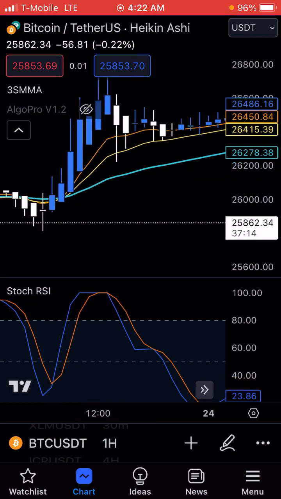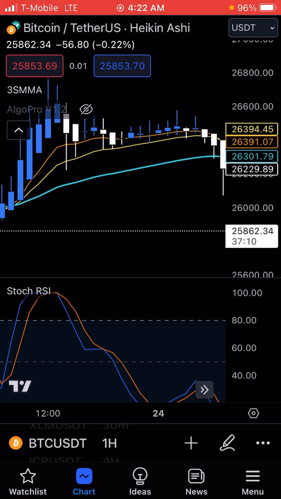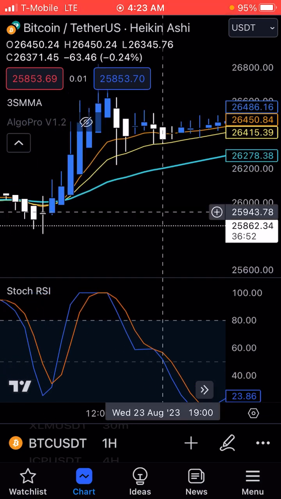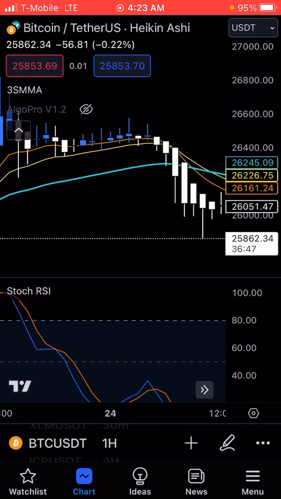But the moment any of these lines, now the 20 moving average is only there to show you what direction it's going. If the two lines are above the 20 moving average, which is that teal line on the bottom, that is an uptrend. If the two lines are below the 20, it is a downtrend. So what we can see here is an uptrend. We don't see any problems if we look at the moving averages here.